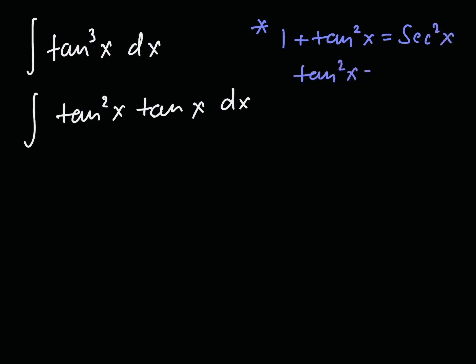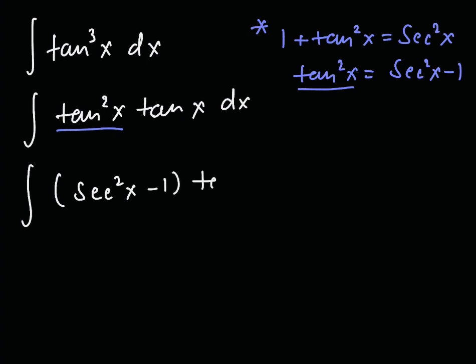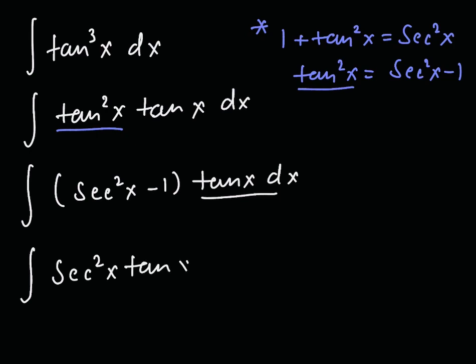So tan square x would be sec square x minus 1. Now we're going to replace this value here so that we would have sec square x minus 1 into tan x dx. Now we're going to further multiply this expression inside, so we would have sec square x into tan x dx minus tan x into dx.